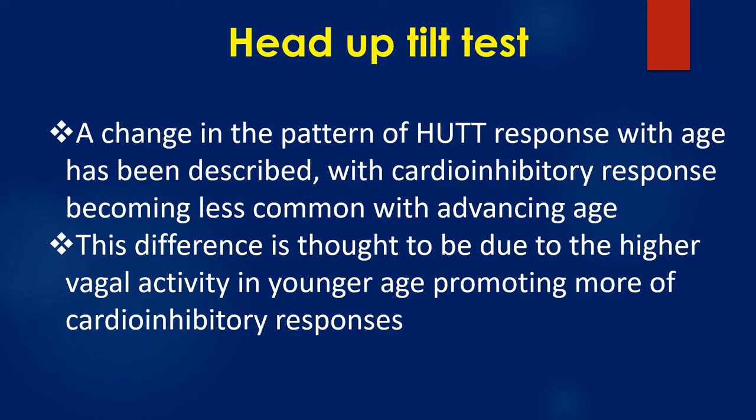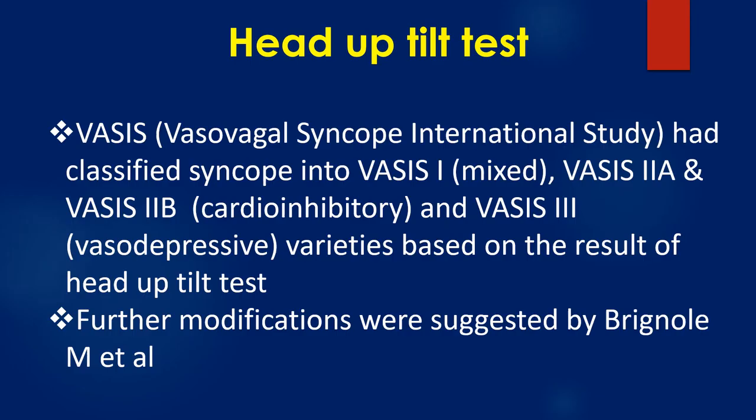A change in the pattern of HUTT response with age has been described, with cardioinhibitory response becoming less common with advancing age. This difference is thought to be due to the higher vagal activity in younger age, promoting more cardioinhibitory responses. Vasovagal syncope international study had classified syncope into VASIS 1 mixed, VASIS 2A and 2B cardioinhibitory, and VASIS 3 vasodepressive varieties depending on the result of the head-up tilt test. Further modifications were suggested by Brignole M and associates.